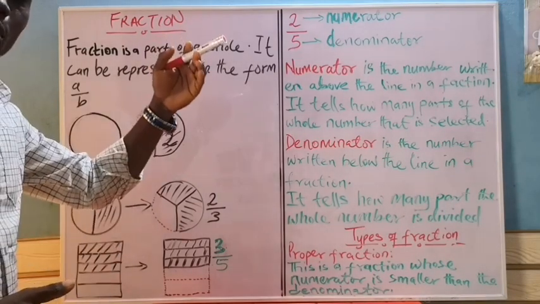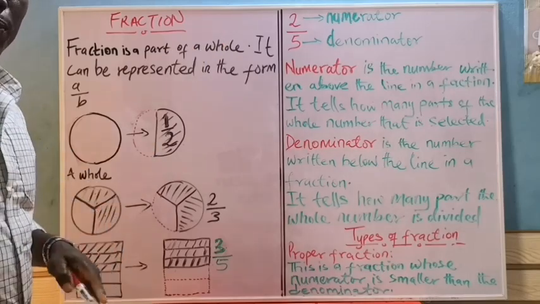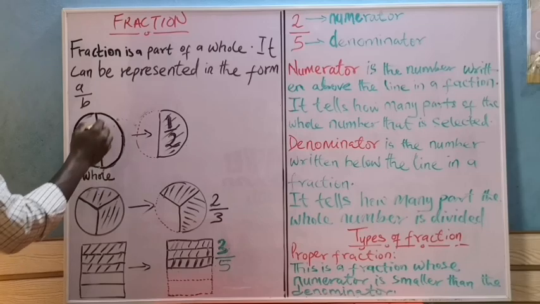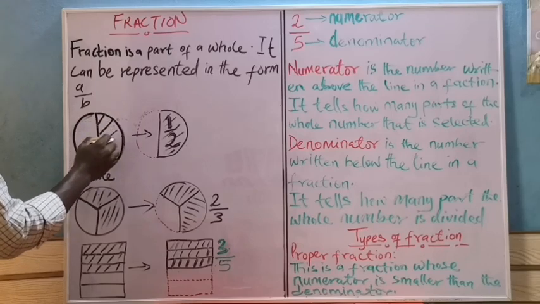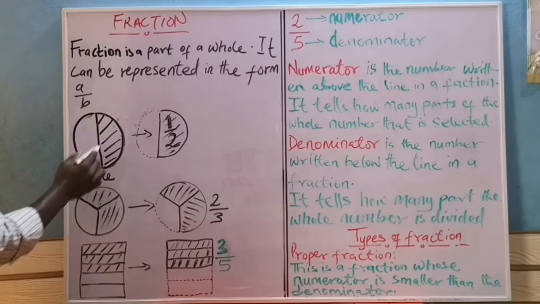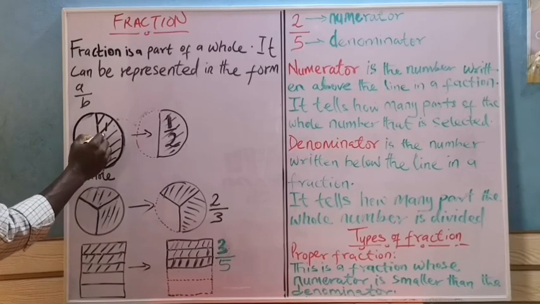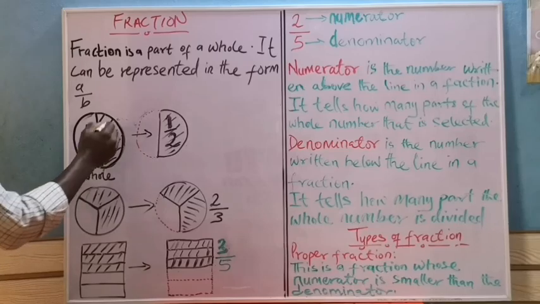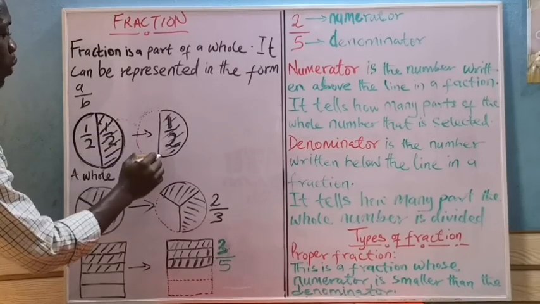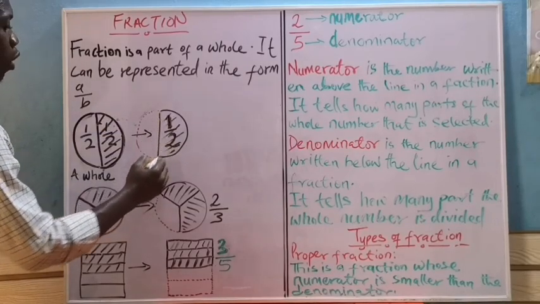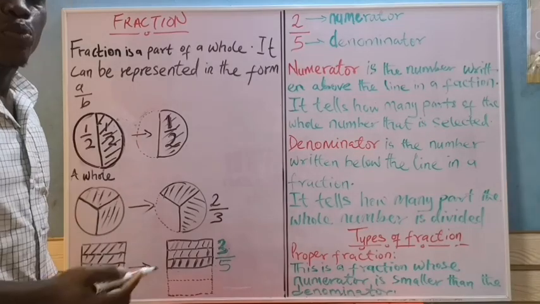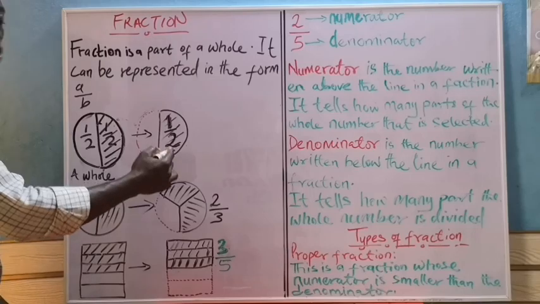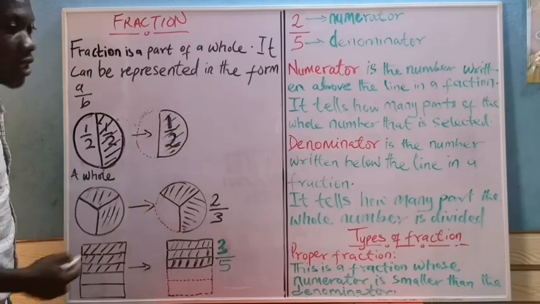A number on top and a number at the bottom. If I divide this whole apple into two and share one part, each of these parts is called 1 all over 2. So this is 1 all over 2. Now, if I take out this shaded part, I will call it 1 all over 2, because the one whole apple was divided into two, and I only shaded one part of it.